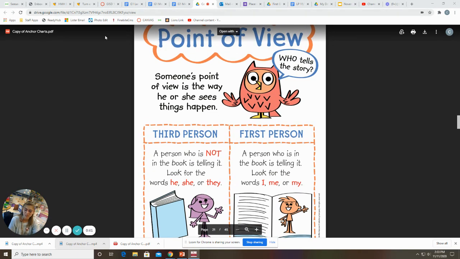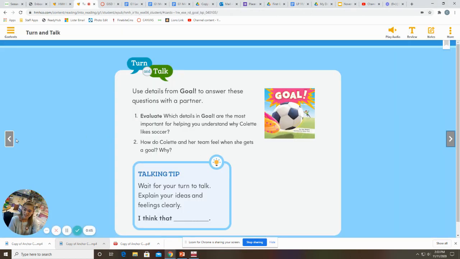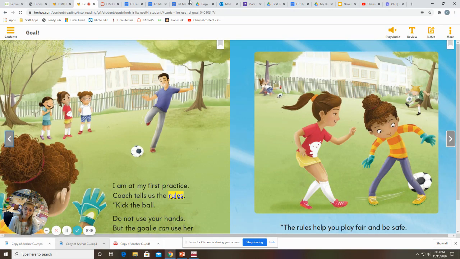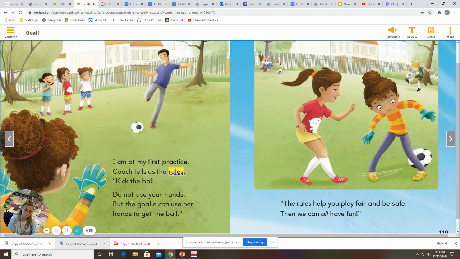So we're going to look for words like I, me, and my to see if it's first person or third person. So we were reading the story Goal yesterday, and we're going to look back and see if we can figure out if it's in third or first person. So it says, I am at my first practice. Coach tells us the rules, kick the ball. I am at the first practice. Who's telling my story? That's right, the girl that is in my story. So is this story in first person or third person?